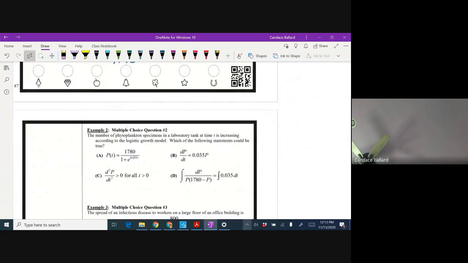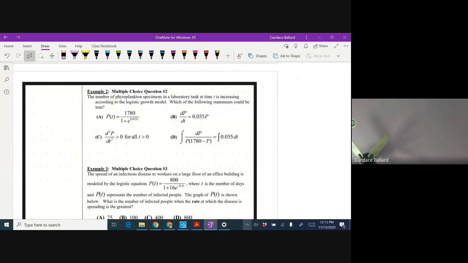Because some of this is incredibly easy, okay? This is actually probably better than all of 7.8, okay? So the number of phytoplankton specimens in a laboratory tank at time t is increasing according to the logistic growth model. Which of the following statements could be true? Okay, so let's go through all of the statements and try to decide what's true and what's false.